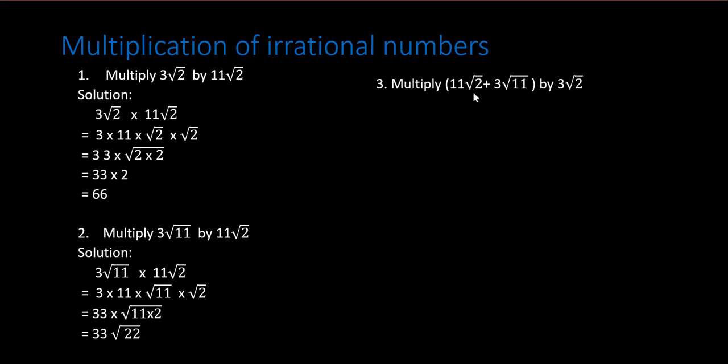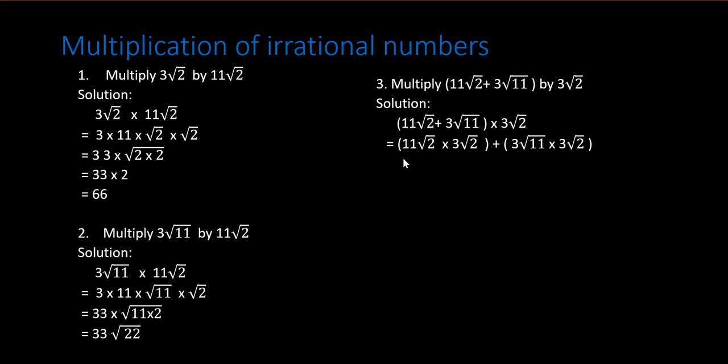multiply 11 root 2 plus 3 root 11 by 3 root 2. So here we can write (11 root 2 plus 3 root 11) into 3 root 2. Now first we need to multiply 11 root 2 into 3 root 2, then plus 3 root 11 into 3 root 2.